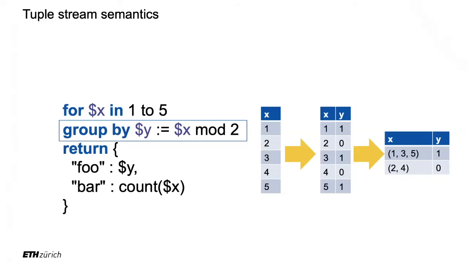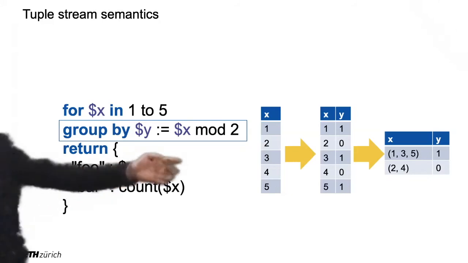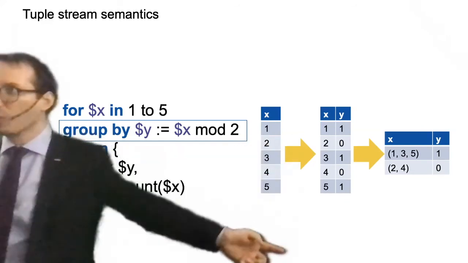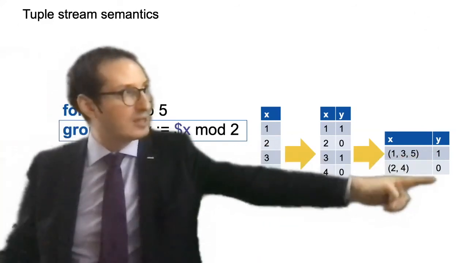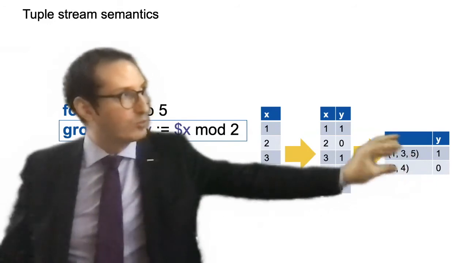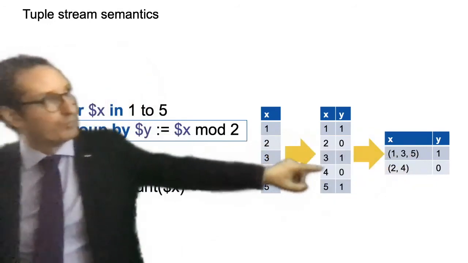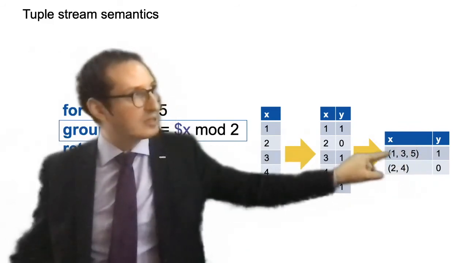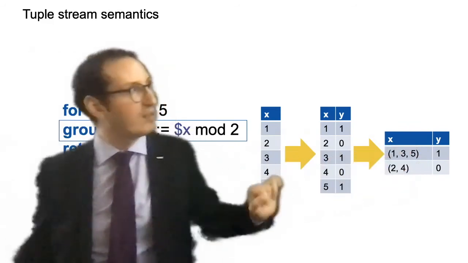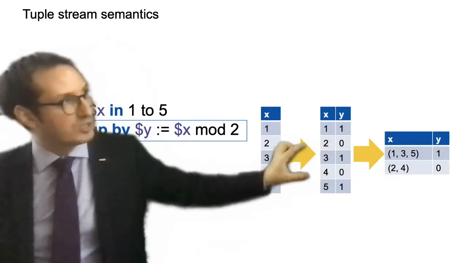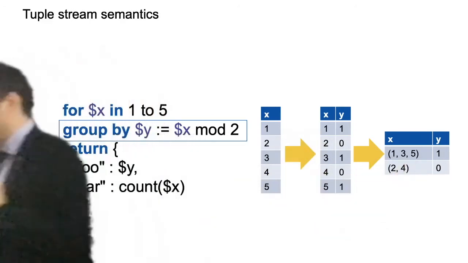Next, that's the group by. I now group by y. So how many distinct values of y are there? 2. There's 1 and 0. So now I have 2 tuples with 1 and 0. And again, as I told you, we group together all the values of x, 1, 3, 5. They are now put in a sequence. So this is really x bound to the sequence 1, 3, 5. And 2 and 4, which both were associated with 0, are now in the sequence 2, 4.